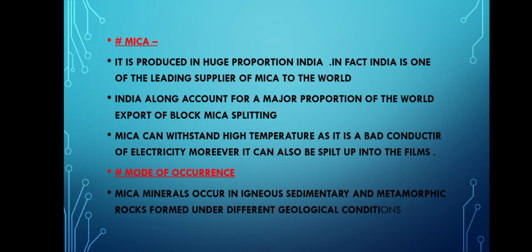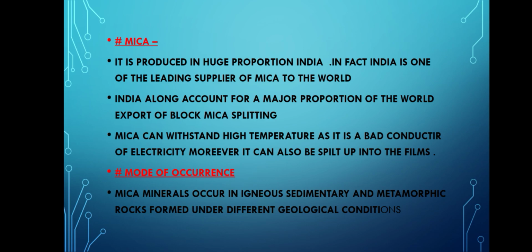Now mica. It is produced in a huge proportion in India. In fact, India is one of the leading suppliers of mica to the world. Next point, India alone accounts for a major proportion of the world export of block mica splitting. The next point, mica can withstand high temperature as it is a bad conductor of electricity. Moreover, it can also be split up into films.